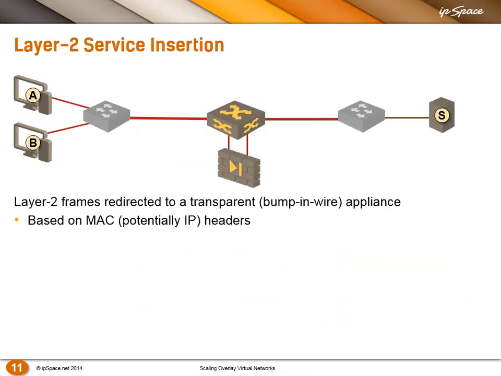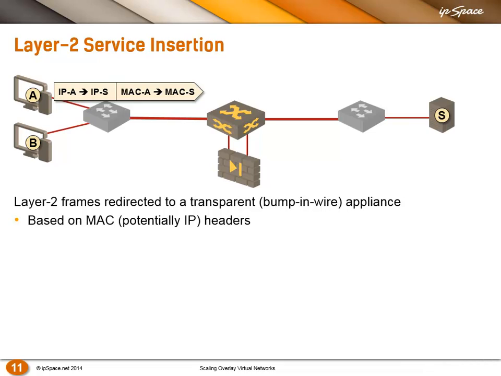You may insert transparent or routed services in the forwarding path. Transparent services are like a bump in the wire. The only problem is that this bump in the wire is now not sitting on the wire, but is removed from the wire. So we need to do some special tricks.